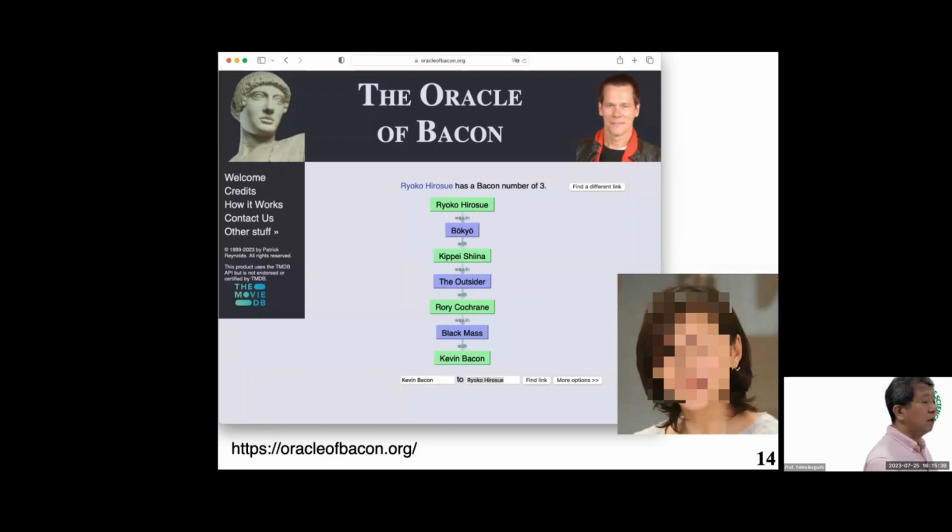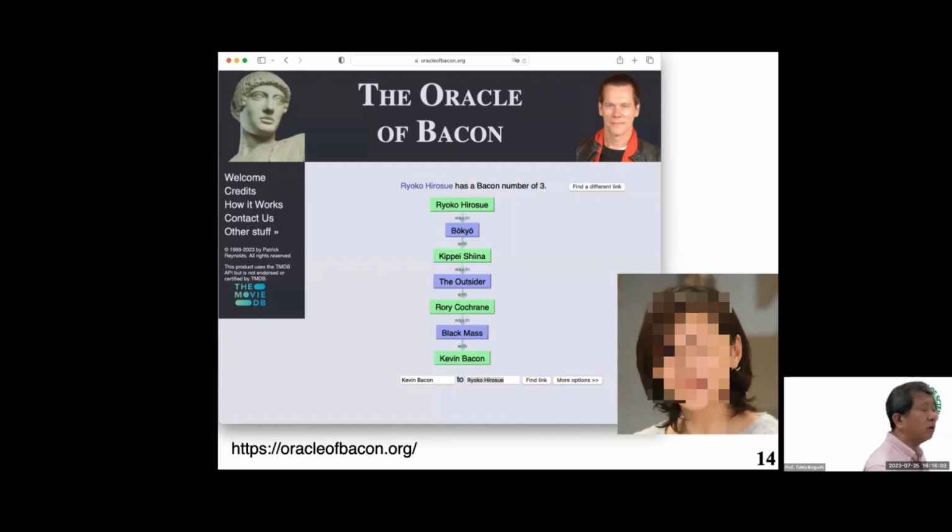First, she was in a movie called Bokyo, and she co-starred with Keiichi Shina in the movie Bokyo. Secondly, Ryosei Tayama is in the movie Rainfall with Keiichi Shina, and he has starred in a movie called The Outsider, Laurie Cochrane.